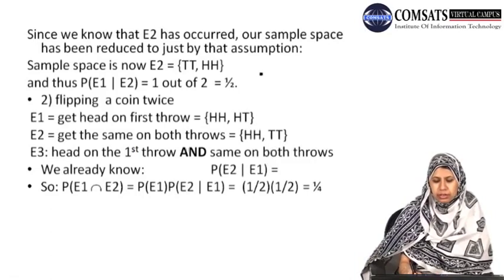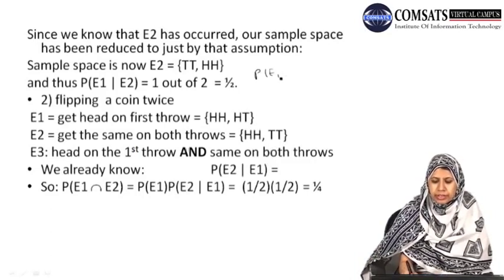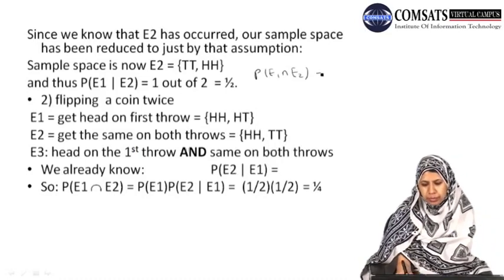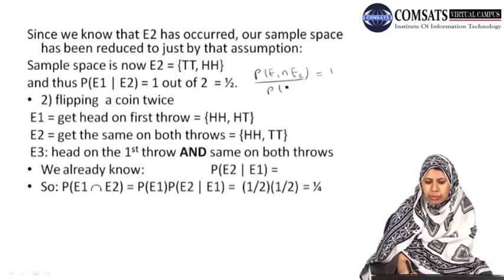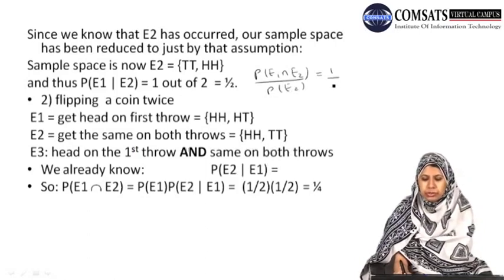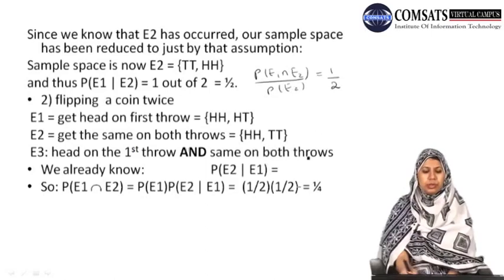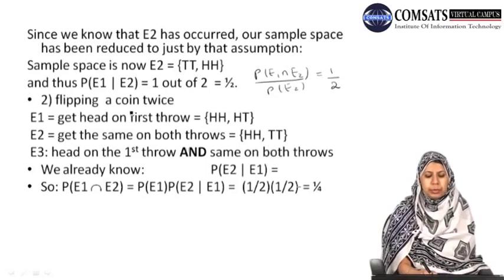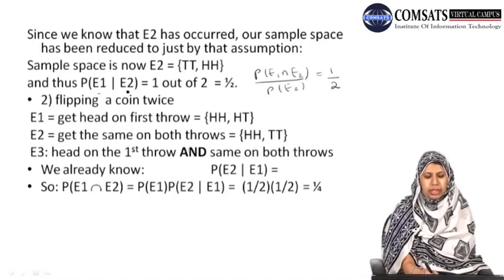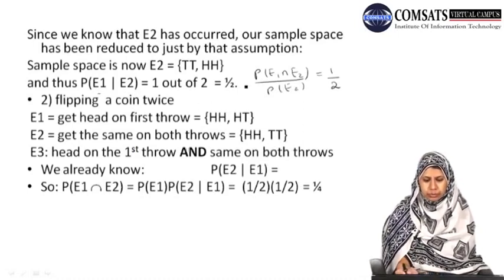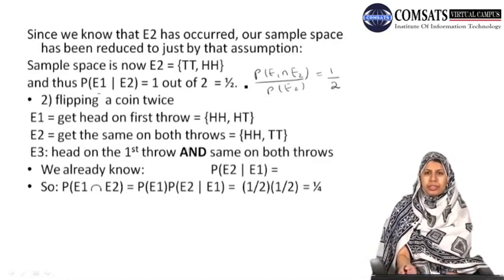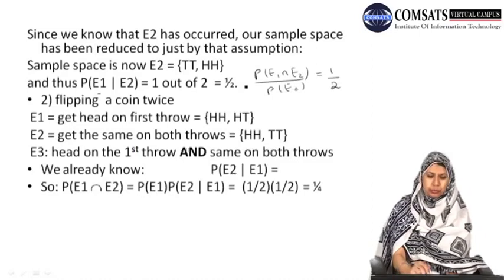That is the probability of the intersection of the events, which is equal to 1, divided by the probability that the event E2 has already occurred, which is equal to 2. So the conditional probability of the event E1 given that the event E2 has already occurred is 1 by 2. And how have we calculated it?